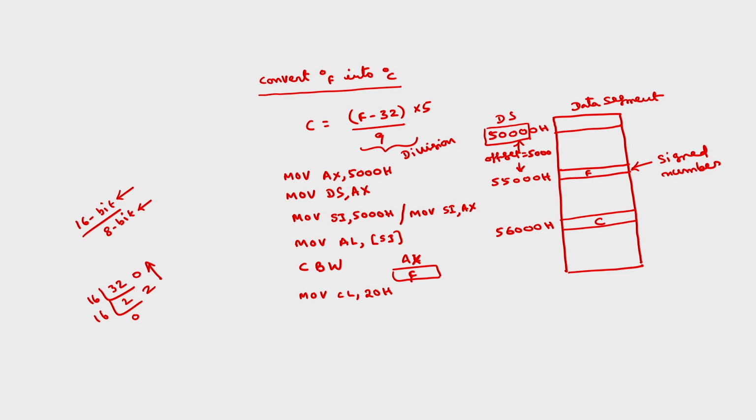Then you have to multiply with 5. So you take move. 5 is the same whether it is hexadecimal or decimal, both are the same. Similarly 9. SUB AX comma, you can take CX because the source is 16 bit, you can take 0020H, then SUB AX, CX. Now in AX what will be there? A 16 bit equivalent of F minus 32.